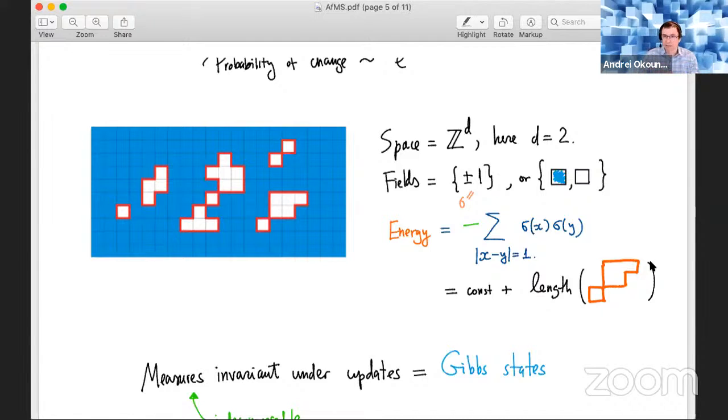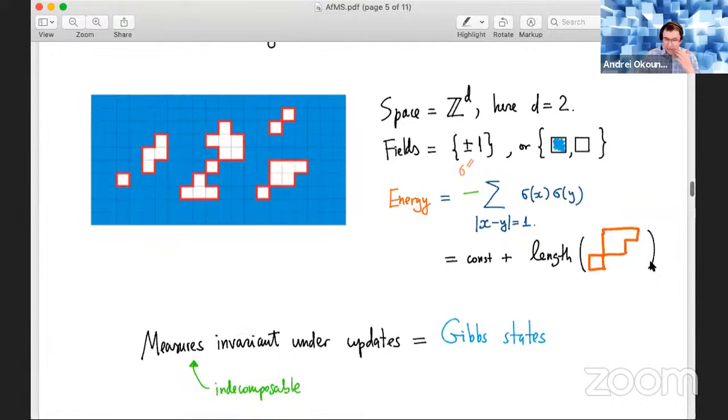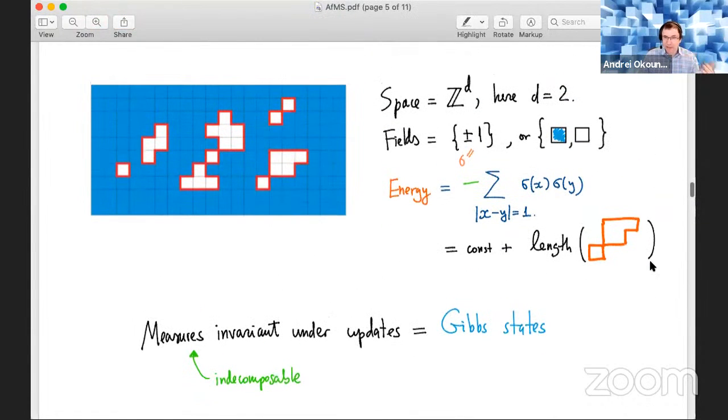That is, how would you measure the energy of the interface other than its length? That makes sense, right? And so then the Gibbs states now are the states which are invariant under updates. So it means you have some measure that if I take, updated, that means, what does it mean, the updated?